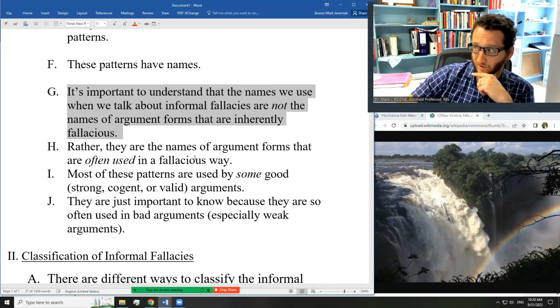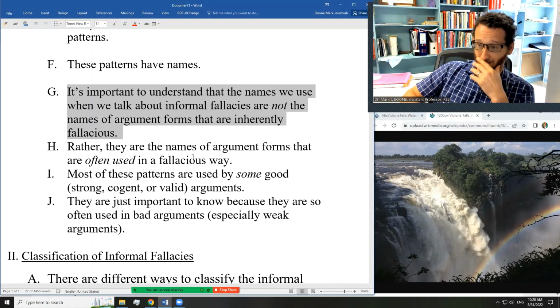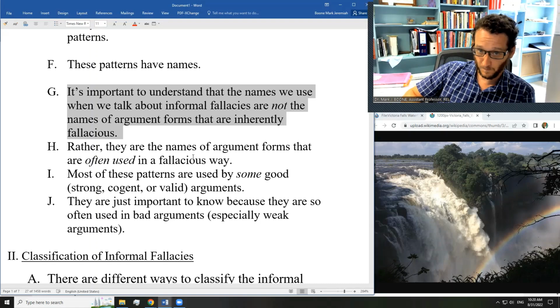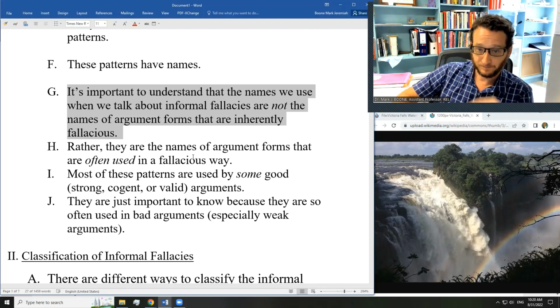Every pattern of reasoning, every way of reasoning about things that you can determine to be fallacious using inductive logic is a pattern that probably has at least one non-fallacious argument to it, because you can only know that it's fallacious by paying attention not only to the pattern, not only to the way we're reasoning about things, but also to the things we're reasoning about, content, not just form. So the names we use when we talk about informal fallacies are not the names of argument forms that are inherently fallacious, argument patterns.